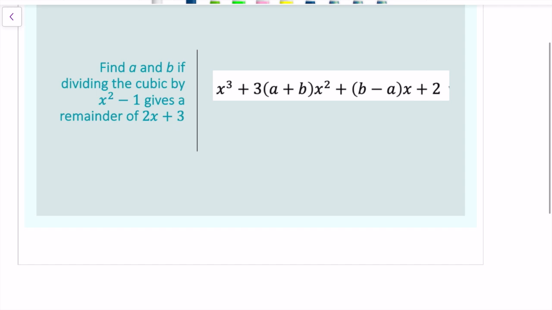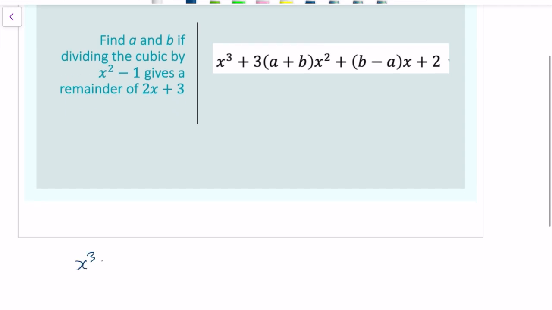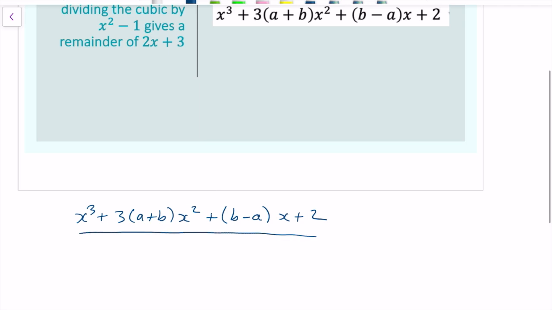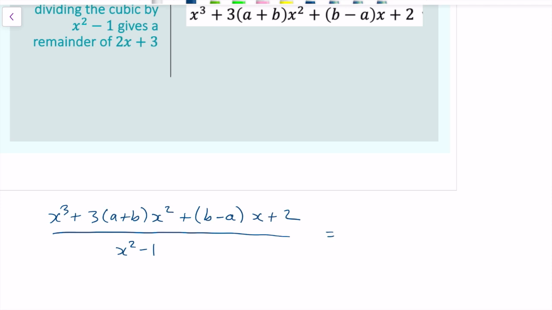So when we do the division here, we have our cubic, where a and b are just numbers, and we're dividing by x squared minus 1. Now when we do that, that's going to give us some quotient, which represents how many times the quadratic goes into the cubic, plus a remainder, 2x plus 3, all divided by the thing that we're dividing by, x squared minus 1. So that's the setup of the division.